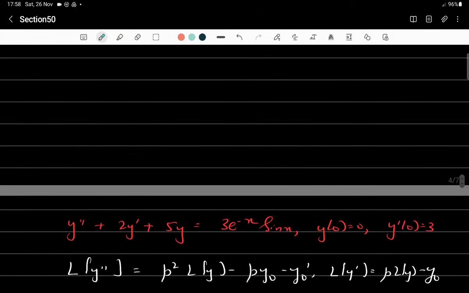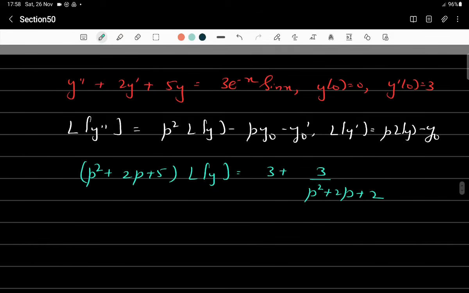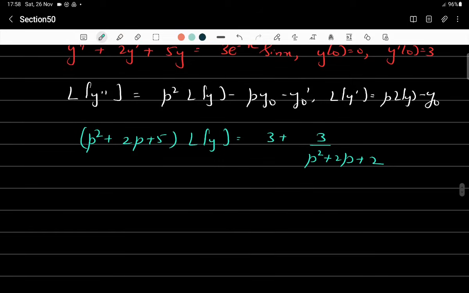Similarly, let's try one more question: y double dash plus 2y dash plus 5y is equal to 3 e raised to the power minus x sine x. We know the Laplace of e raised to the power ax times sine x. Since the exponential function is there, p gets replaced by p minus a. And if I substitute the value of L of y double dash, L of y dash, y naught is 0, y dash naught is 3, and do this simplification by yourself, you will observe that you will get L of y as follows.